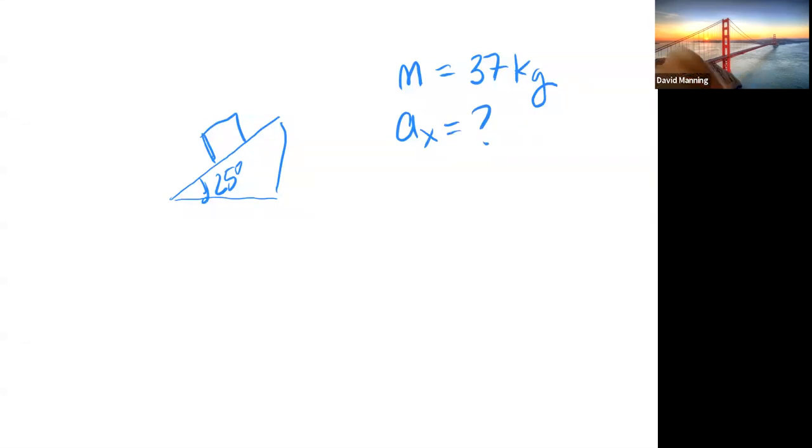I have an object on an inclined plane. The inclined plane is at 25 degrees. The mass of the object is 37 kilograms. What's the object's acceleration down the plane? Give that a try.